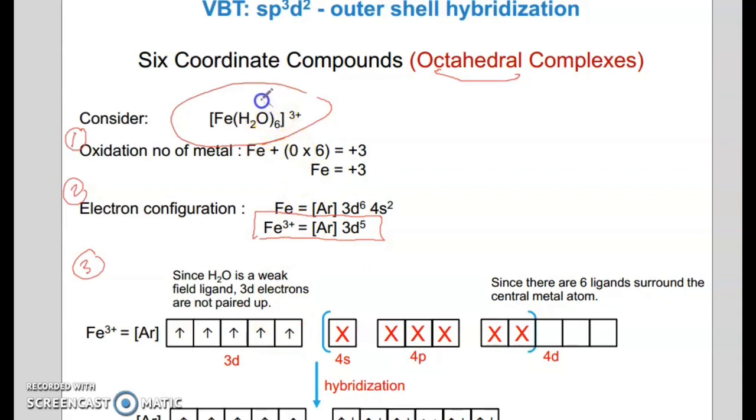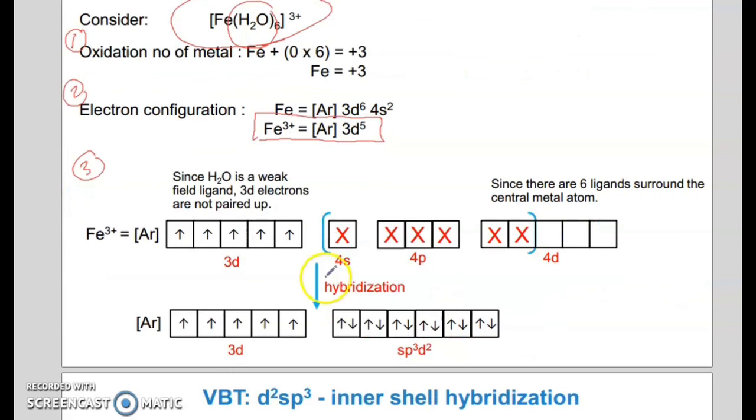Look at the water. Water is a weak field ligand, so the 3d electrons, because this is also outer, we don't disturb the 3d. Meaning only outer shell hybridization, outside the 3d orbitals. So we have 6-coordinate compounds: 1 s, 3 p, and 2 orbitals of the 4d. So now the hybridization is sp3d2.